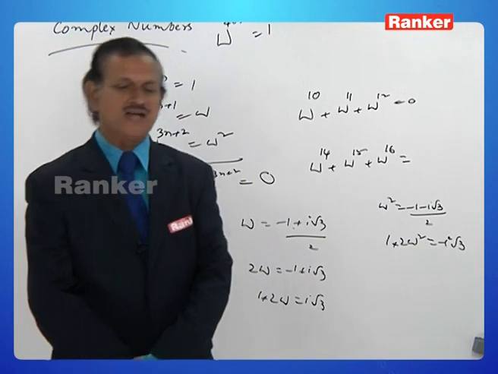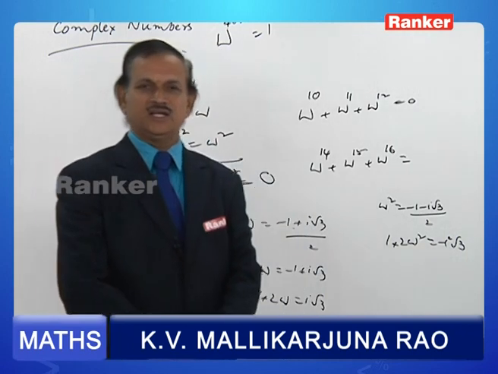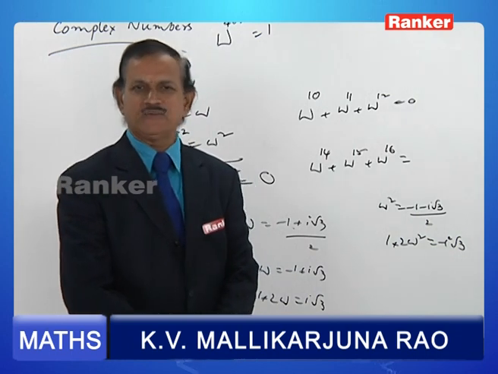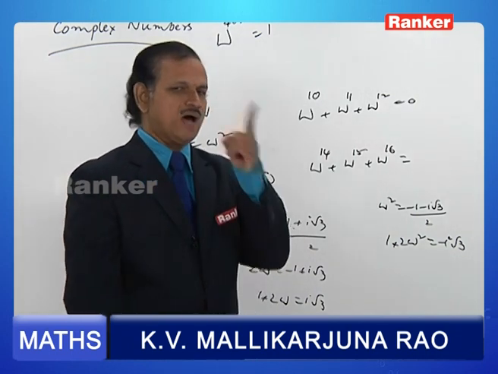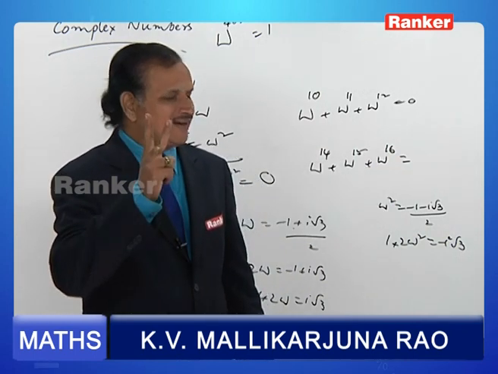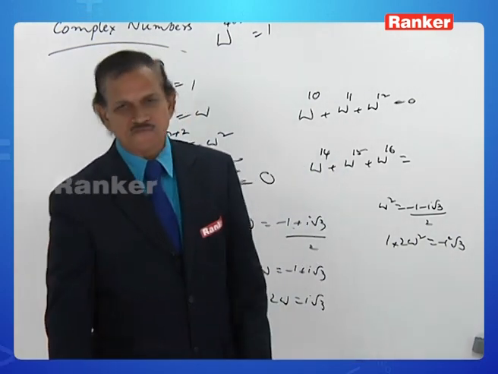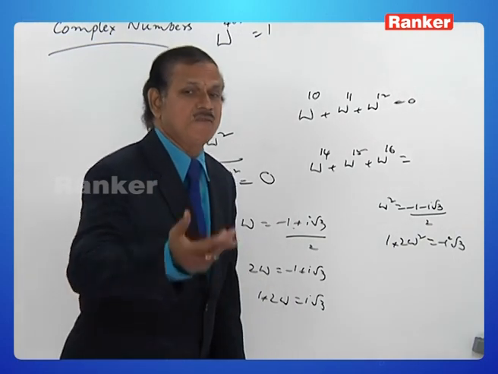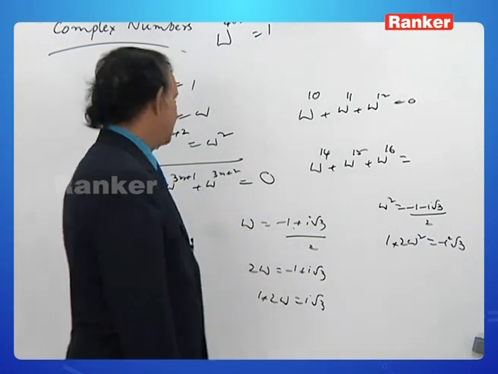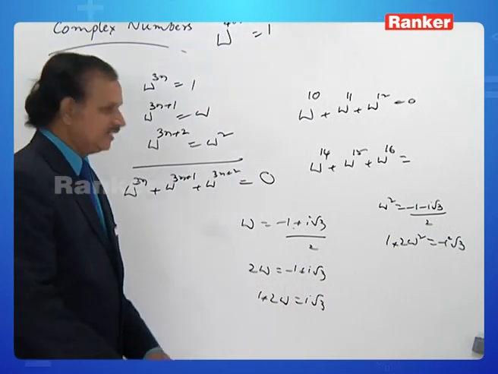Right. So, in this discussion, what could we have noticed? Omega power 3n is 1, omega power 3n plus 1 is omega, omega power 3n plus 2 is omega square. That is, if omega power m is given, if m is a multiple of 3, omega power m is 1. If m leaves a remainder 1 when divided by 3, omega power m is omega. If m leaves a remainder 2 when divided by 3, then omega power m is omega square. And the sum of 3 consecutive integral powers of omega is always 0. Let us now look at some other roots of unity, 4th roots and nth roots of unity, in the next session.